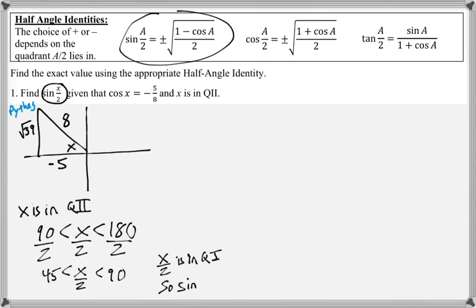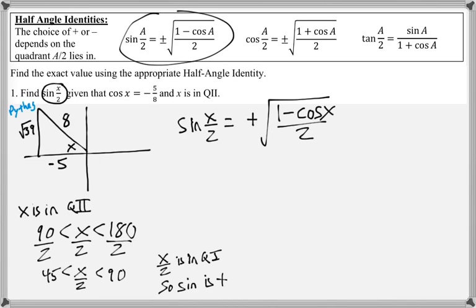So sine is positive in quadrant 1. So I'm going to take sine of x over 2 and set it equal to the positive version of this. And it's the square root of 1 minus cosine of x over 2. So this is equal to, and if it's plus, you don't need to write the plus because it's implied. This will be 1 minus cosine of x.